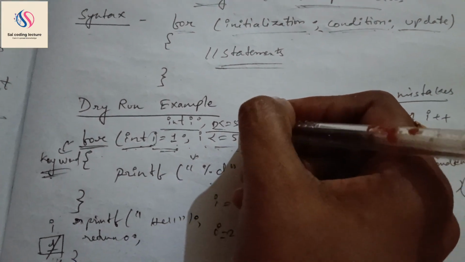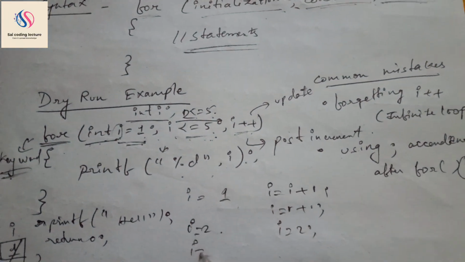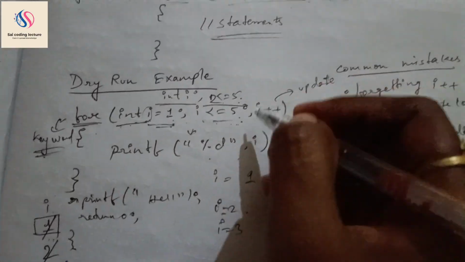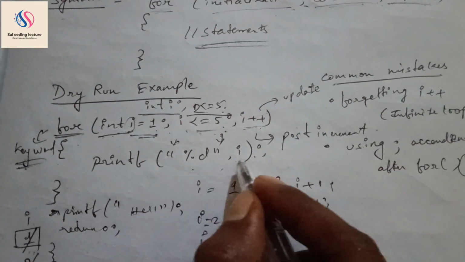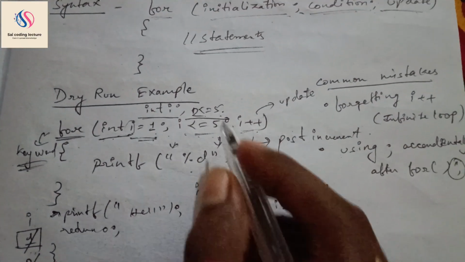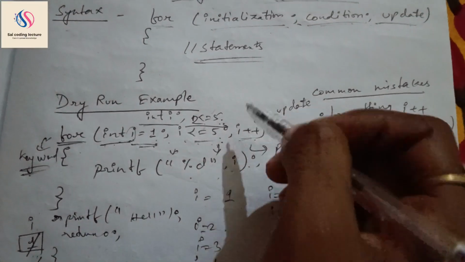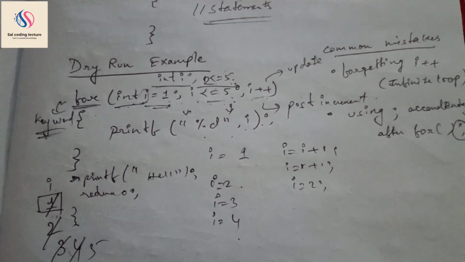3 is less than or equal to 5, yes, condition true. Again the value of i will be 3. Again i++, i will become 4. From 3 it will become 4. Again it will give you the result i equal to 4 and it will get printed. 4 is less than or equal to 5, yes, condition true. It will get printed on the screen. Again i++, i will become 5. From 4 it will become 5.